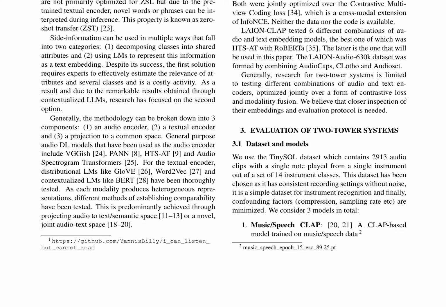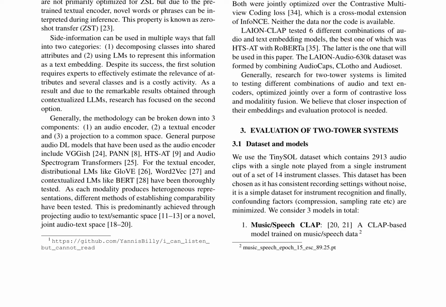The text used during training is called a caption, while the text used during inference is called a prompt. MusCALL, MuLan, and LAION-CLAP are examples of two-tower systems. The evaluation of two-tower systems involves the use of contrastive loss functions, such as InfoNCE and contrastive multiview coding loss, to optimize the joint audio-text space and enable the system to learn semantic properties. The evaluation protocol is designed to provide a closer inspection of the embeddings.